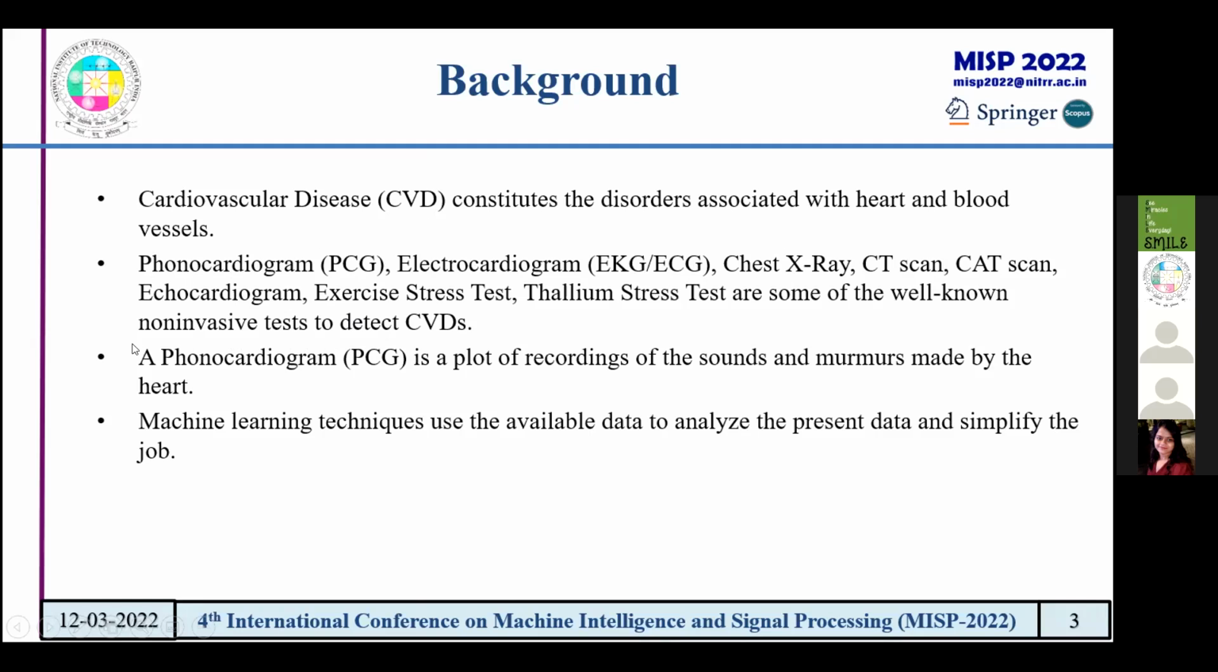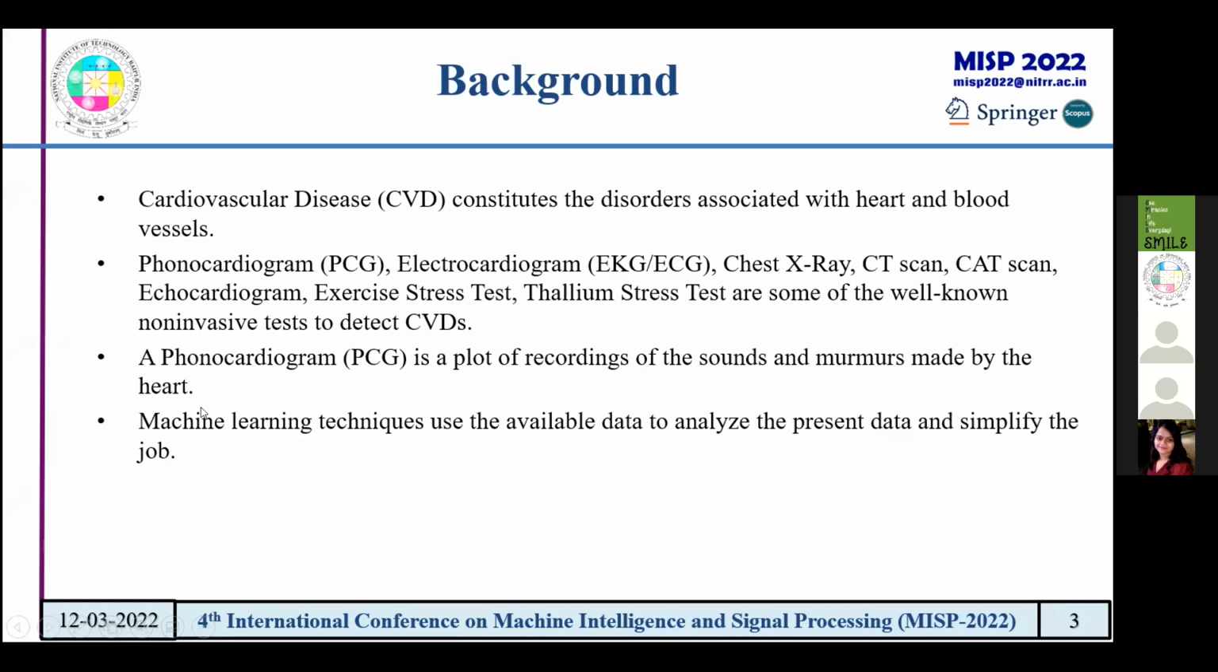So what is actually a phonocardiogram? It is a plot of recordings of the sounds and murmurs made by the heart. The basic instrument that doctors generally use for recordings is a basic stethoscope. To detect based on the sound, a trained professional doctor or physician is always required.